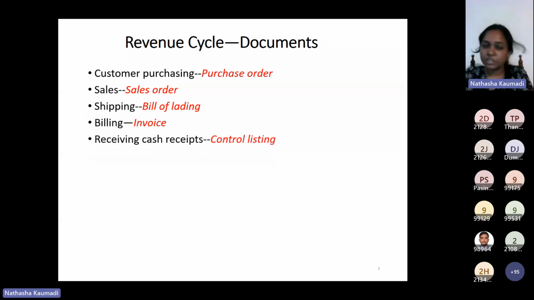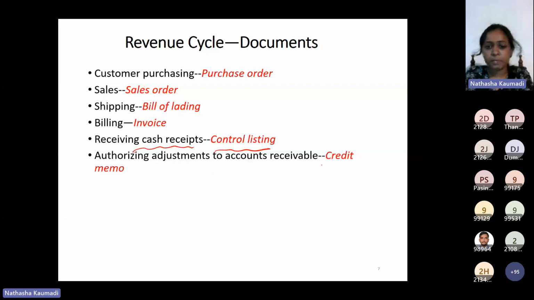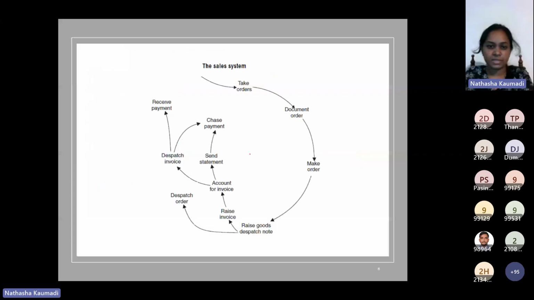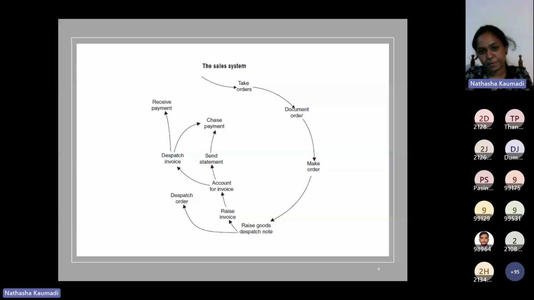And then control listings for cash receipts. When you receive cash receipts, a control listing should be prepared. Authorizing adjustments to accounts receivable, that should be a credit memo. Using a credit memo, the respective manager, a responsible party, is approving all these things. Likewise, these are a few documents to be remembered when it comes to revenue and trade receivables. Okay, now since we are talking about revenue and trade receivables, this sales system. Now this is the one I told you. This is just a summary.